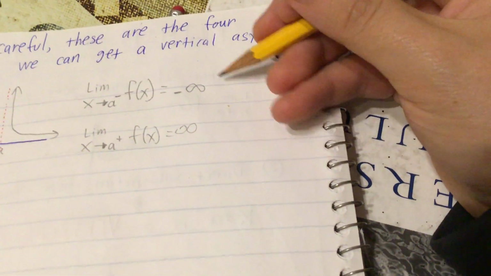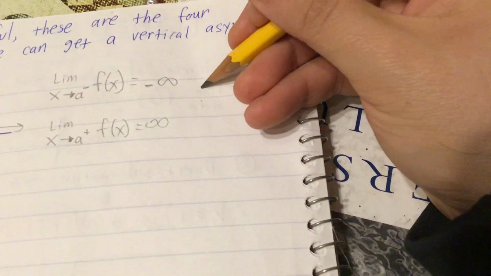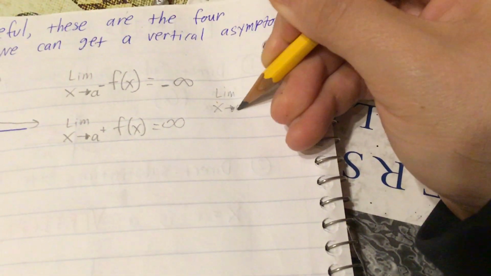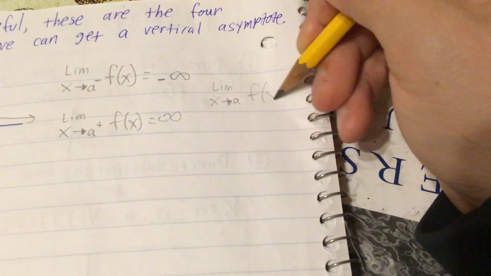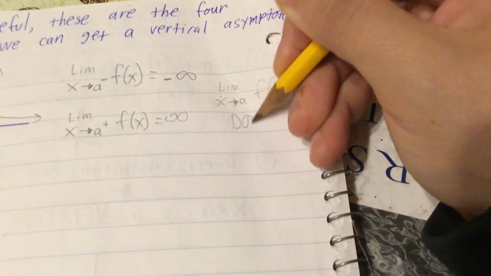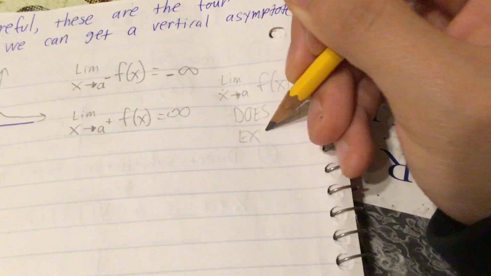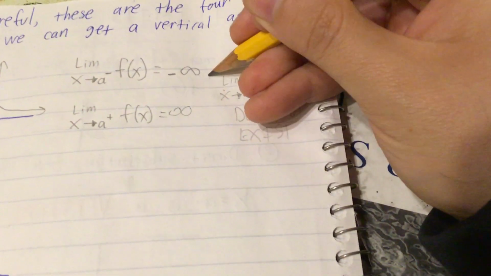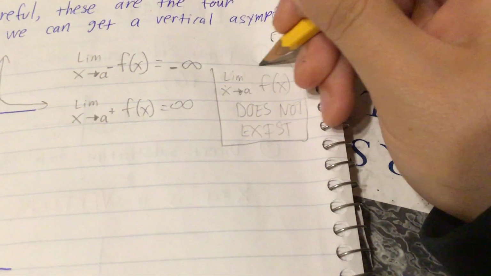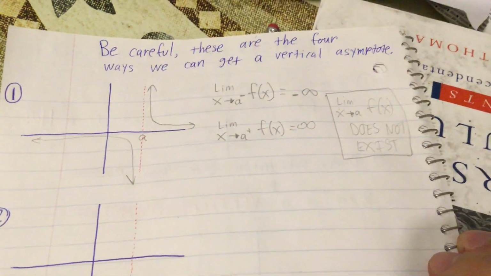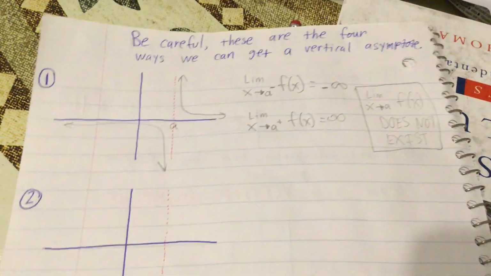what does that mean about the limit as x approaches a? That means that the limit as x approaches a of f of x does not exist. The limit does not exist, Lindsay Lohan. Because the left and the right don't agree, the limit does not exist.